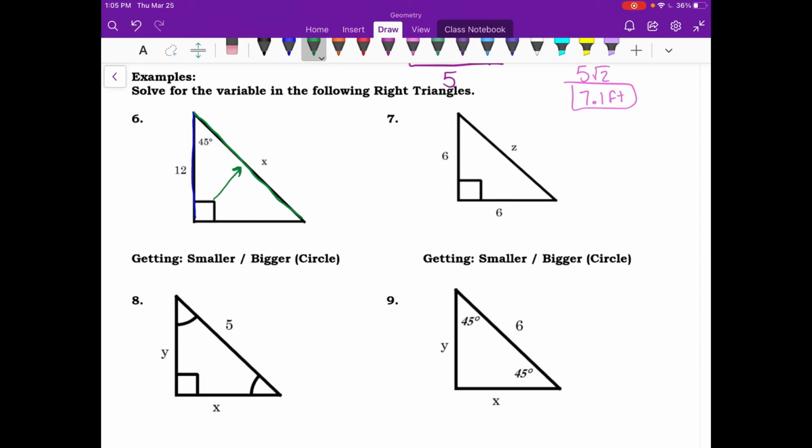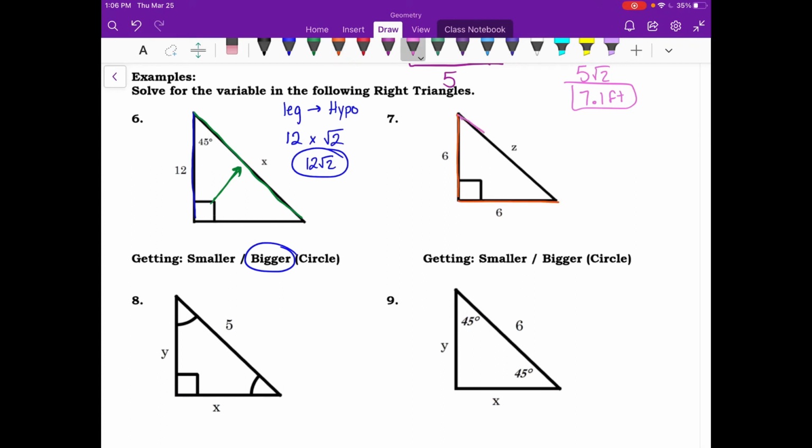It is opposite from my 90 degree angle. So we are given the leg. So we're going from the leg to the hypotenuse. And we are getting bigger. So when given the leg, 12, we need to multiply that by square root of 2. So 12 times root 2 is just 12 root 2. That's my answer.